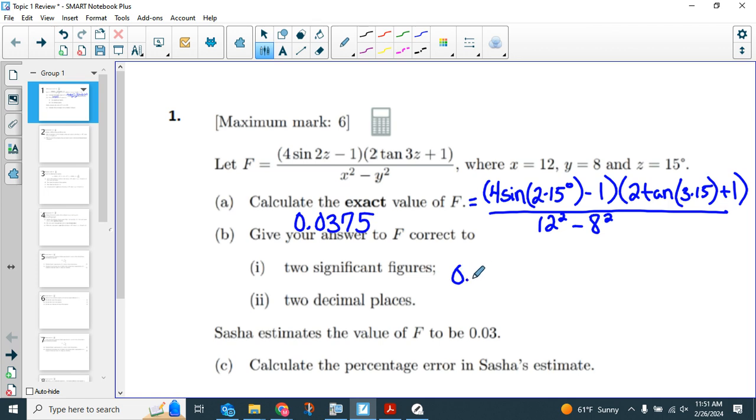So this would be 0.038. Just to 2 decimal places, of course, the 3 is my second place after my decimal, so I would round it to this place here. Again, the number after it is a 5 or higher, so I round that 3 up to a 4, and that just becomes 0.04.